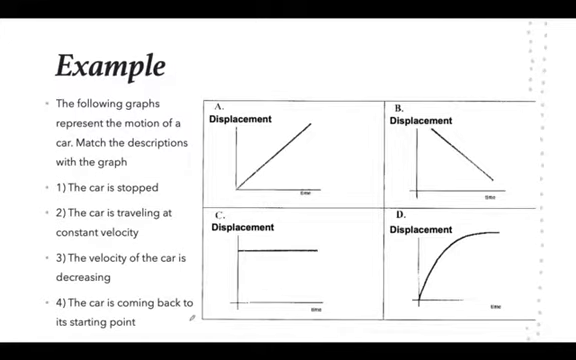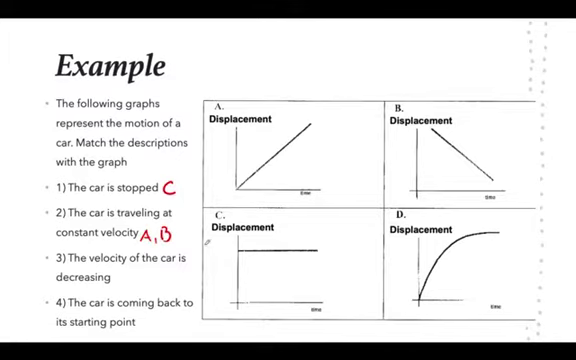All right, welcome back. Let's look at this right here. So for the car to be stopped, the displacement needs to be the same as time goes by, and the displacement does not change. The only graph that satisfies that is graph C. Car traveling at constant velocity. Constant velocity means that the slope of the displacement versus time graph is the same through all points. Two graphs satisfy that, which are A and B.